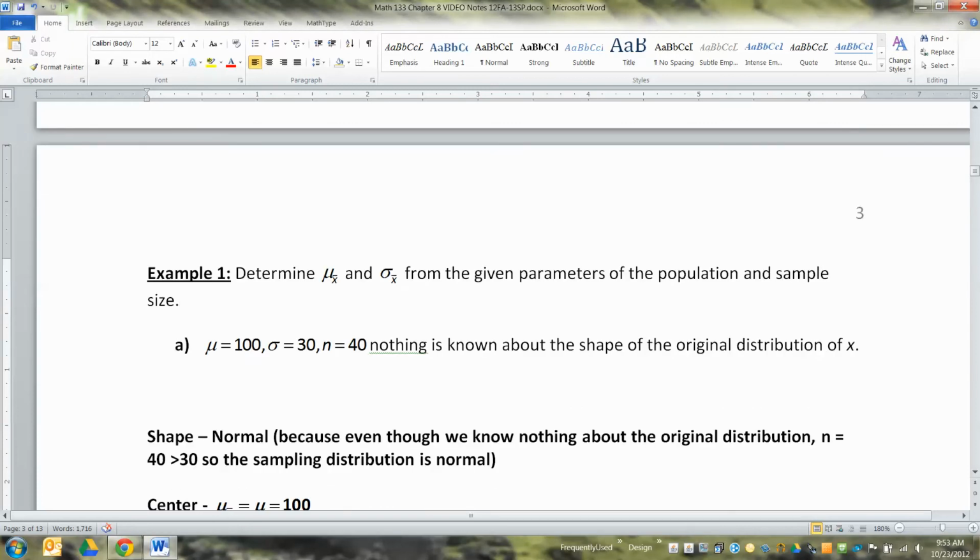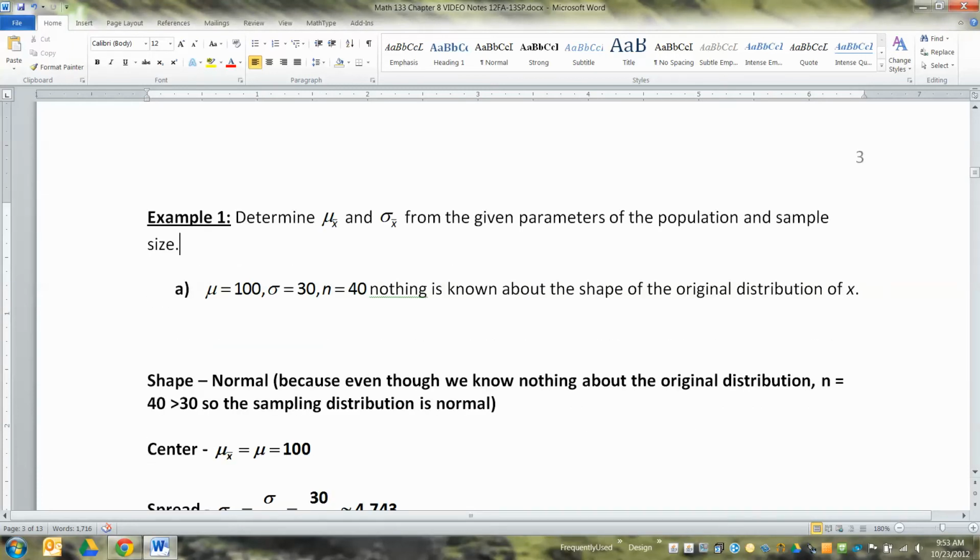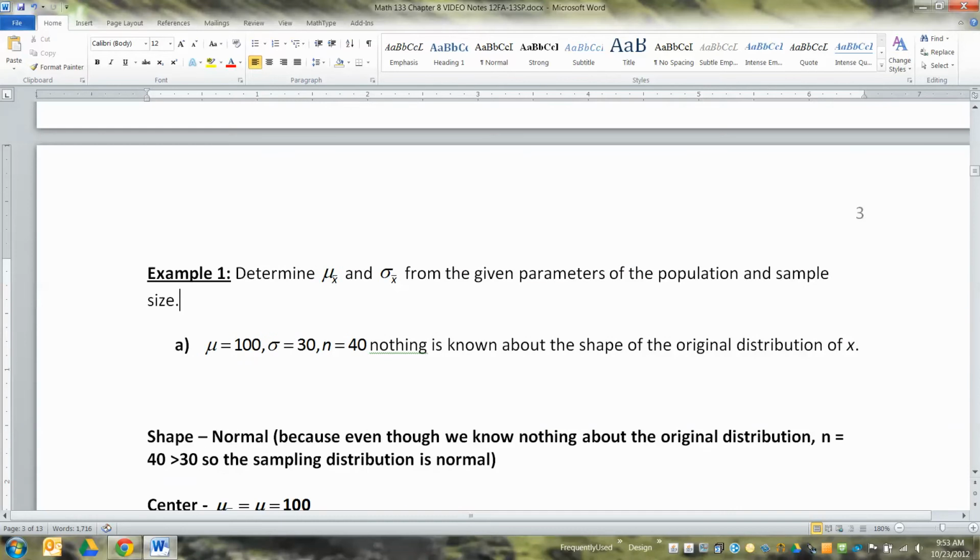On to example 1. We're supposed to determine the mean of the means and the standard deviation of the means from the given parameters of the population and sample size. Now, notice what I called these symbols. Mu is the population average, right? But mu sub x bar, mu sub, as in subterranean, sub below, x bar, is the mean of the means.